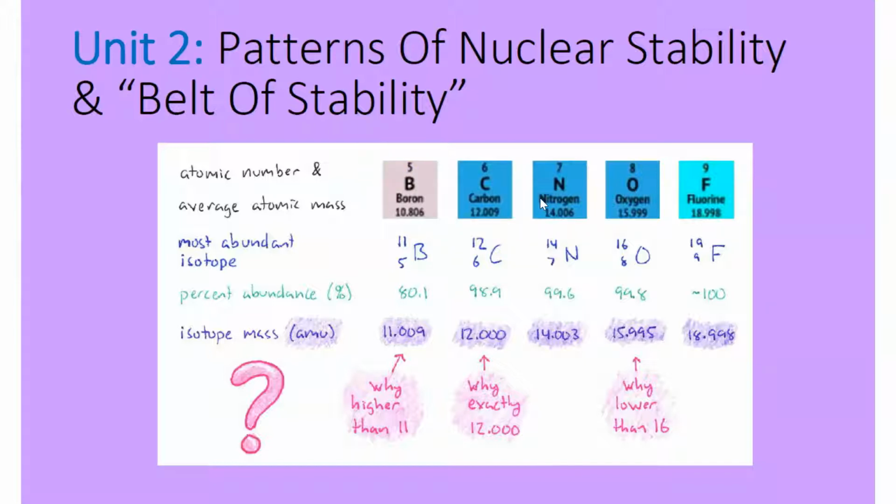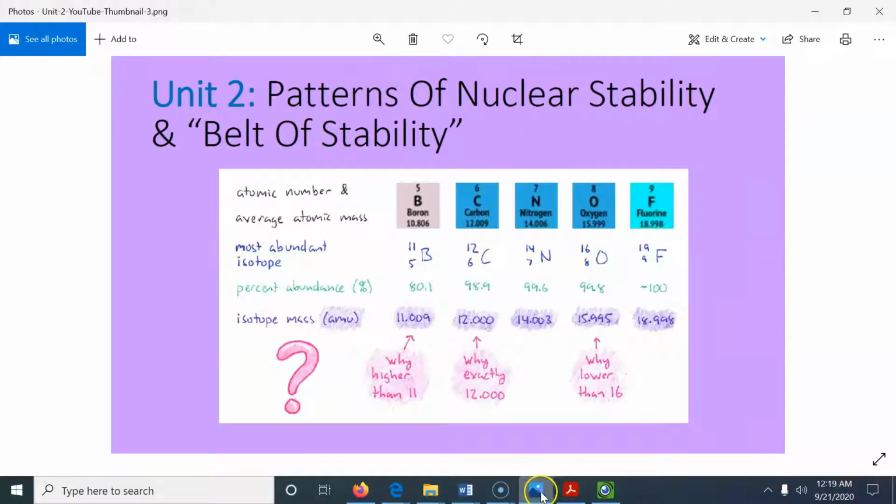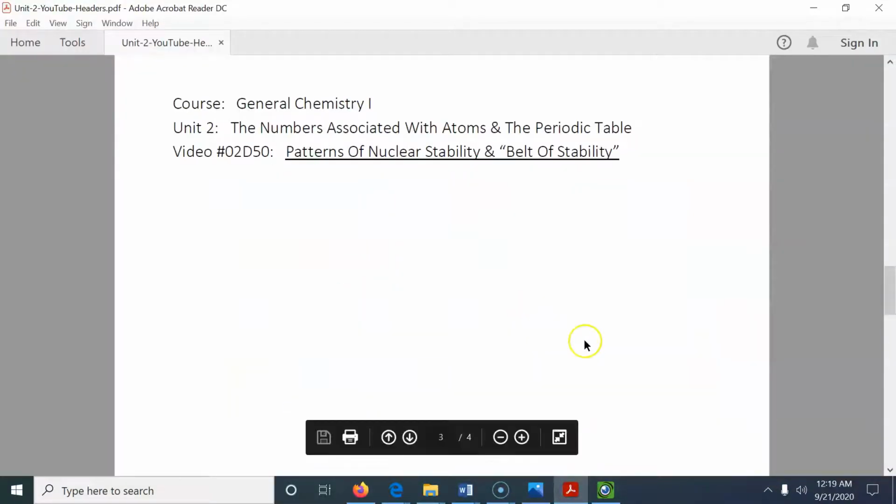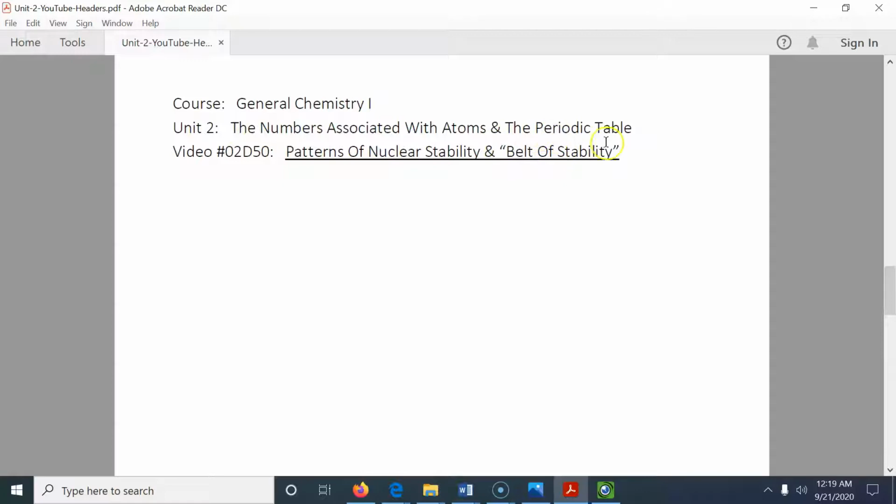For this particular video, I want to keep focus on the nucleus and discuss patterns of nuclear stability and something called the belt of stability. Okay, if you're titling your notes, again, this is General Chemistry 1, Unit 2, where we talk about atoms in the periodic table, and video 02D50, looking at nuclear stability.